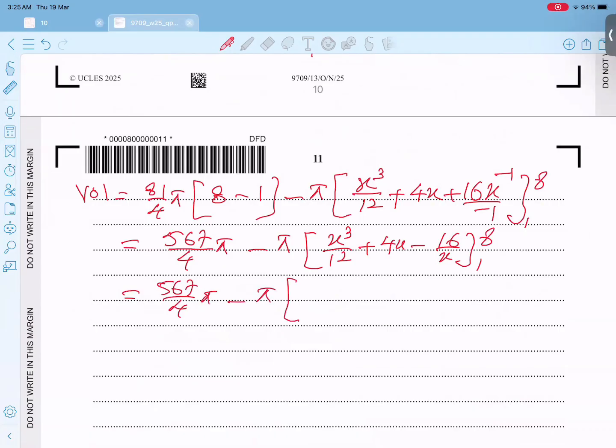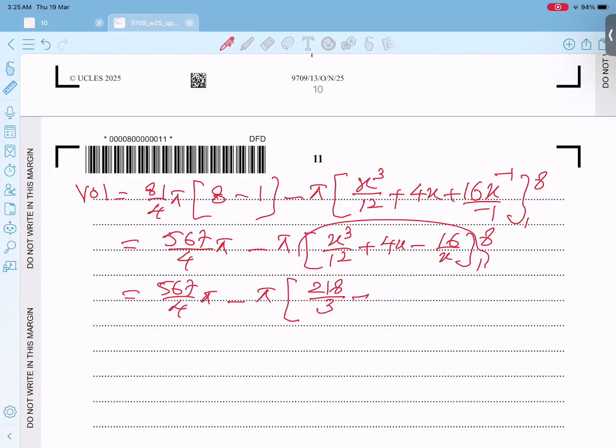So when I plug in 8, 8 replaces x here, here, and here. So I'm going to plug in 8 into 2 power 3 divided by 12 plus 4 times 2, 8, and minus 16 divided by 8. I'm getting 218 over 3 minus the formula.